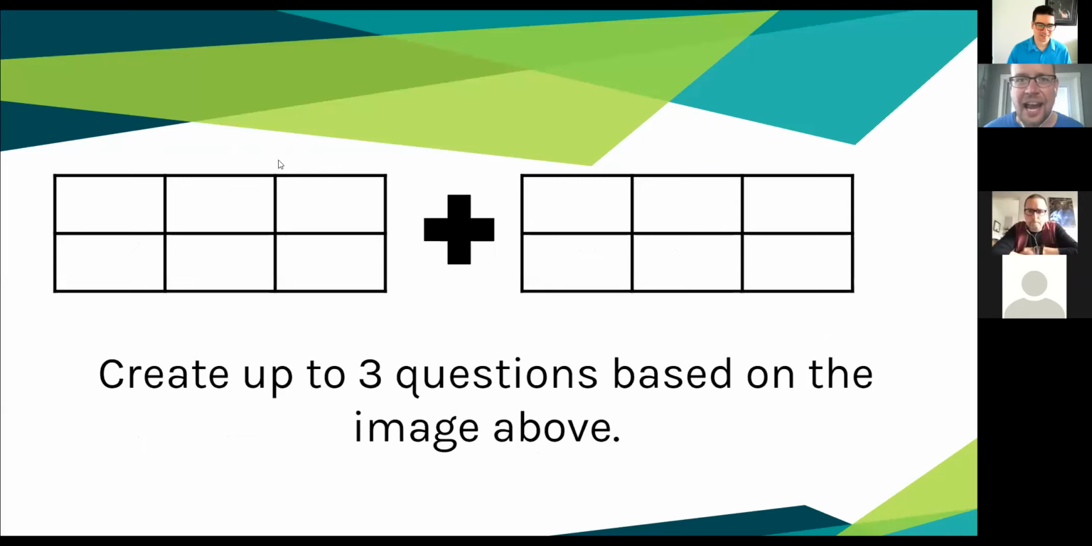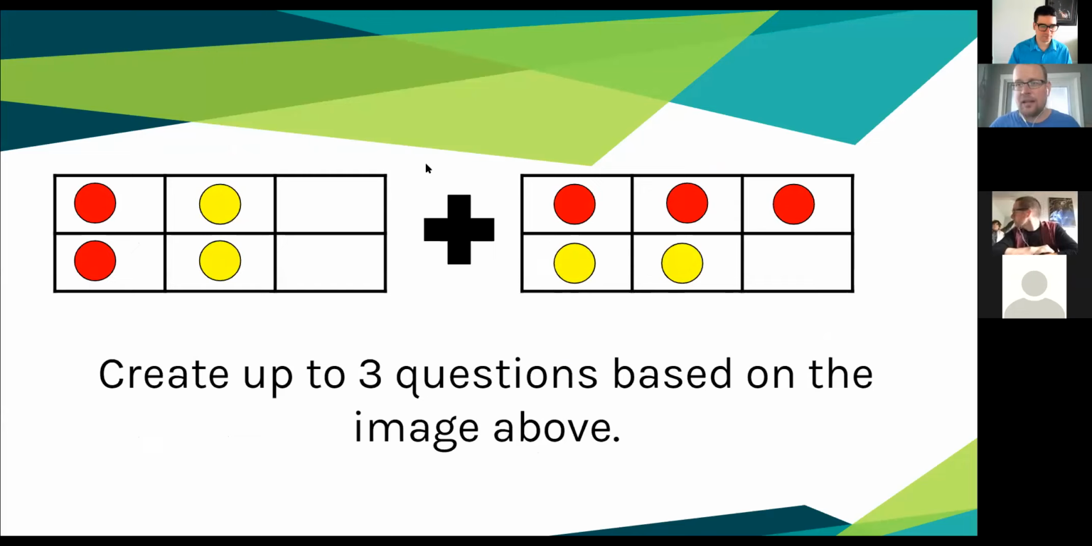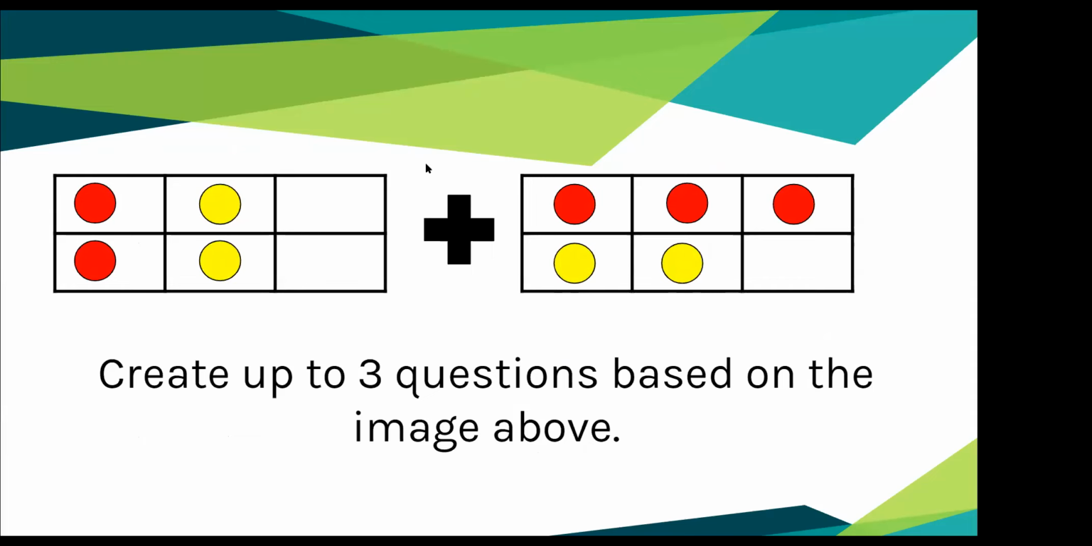What you're looking at now, and here's where it gets fun, you're looking at 2 10 frames. Whoa. 2 10 frames, okay? 10 frames in the Martian world. So here's what I'm going to do. I put some dots in. I put some red dots in. I put some yellow dots in. Write in the chat, or just in your head, what are 3 questions you could make out of this picture?